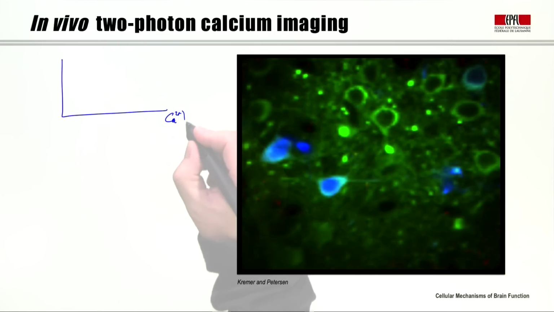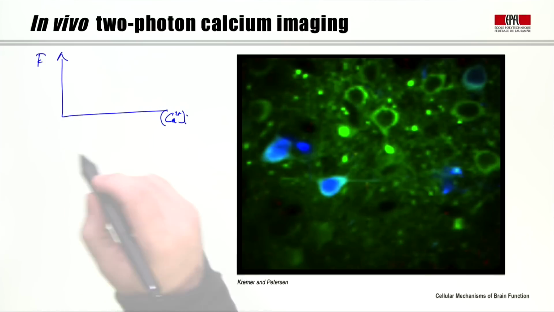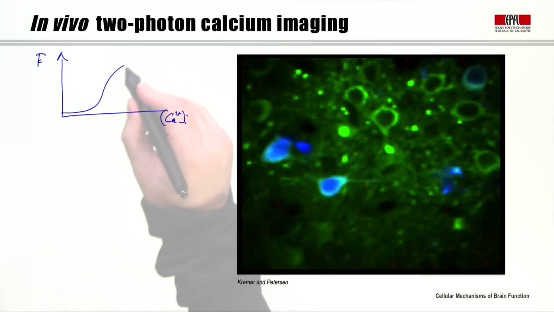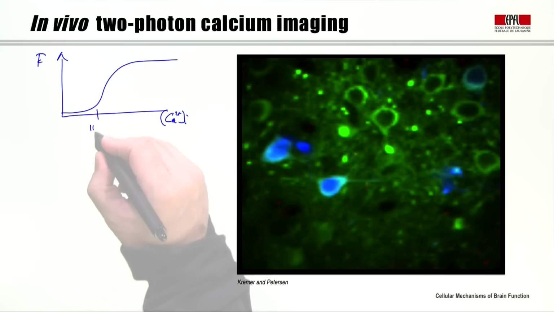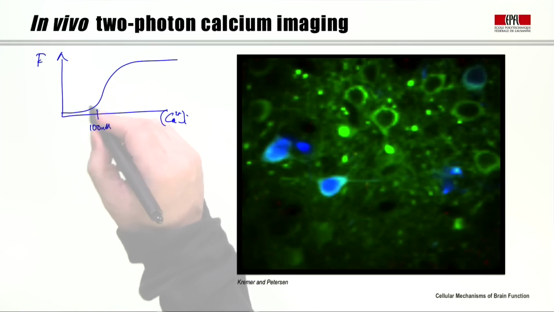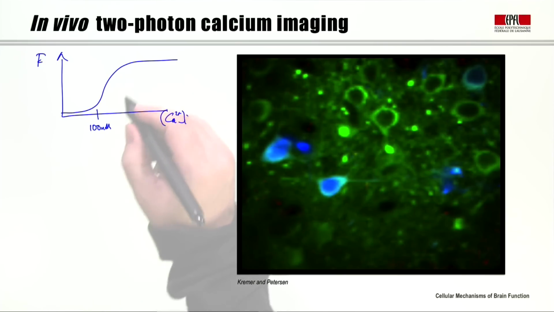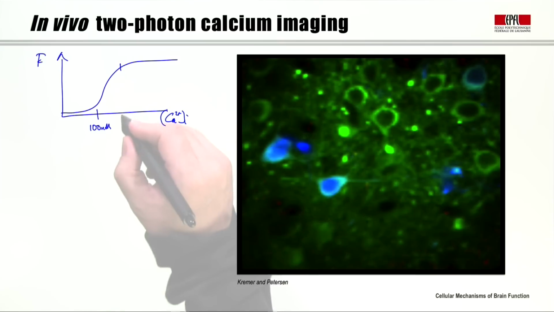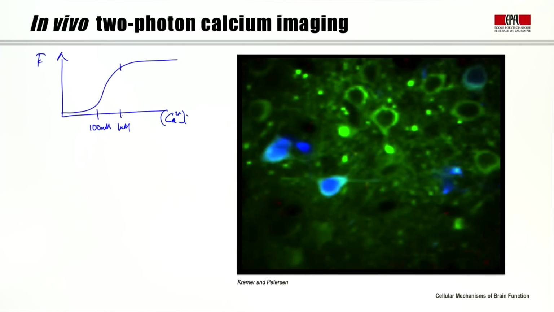So if this is the cytosolic calcium concentration on the x-axis, and the fluorescence of an indicator on the y-axis, the fluorescence of these calcium sensitive dyes will change, and you can make them so that it's in the useful physiological range, where the dye might be relatively weakly fluorescent at resting calcium levels that are around 100 nanomolar, and it might be strongly fluorescent at 1 micromolar, which would be a typical calcium concentration that might be reached during neuronal signaling.